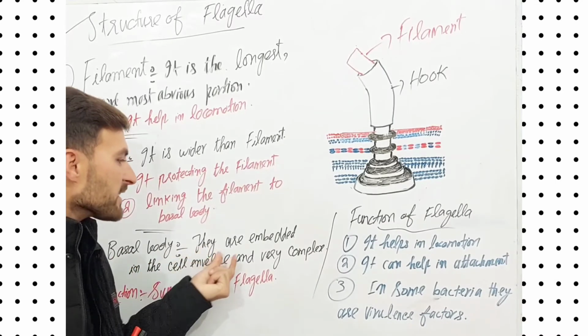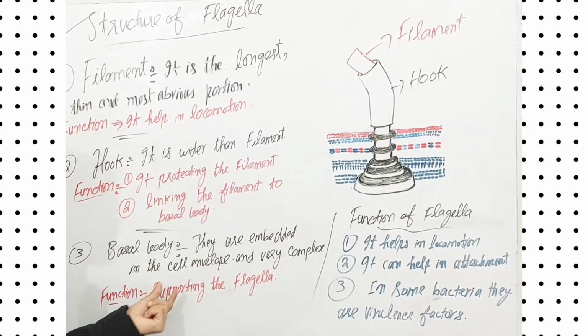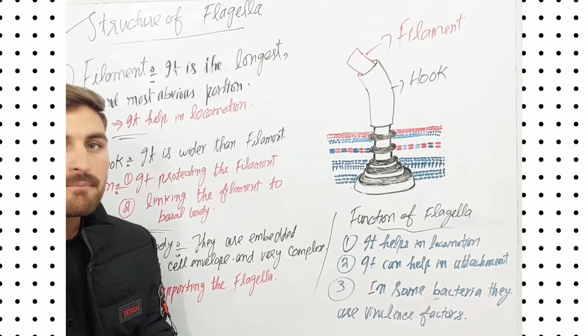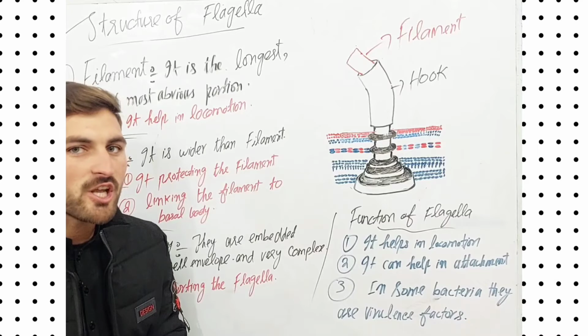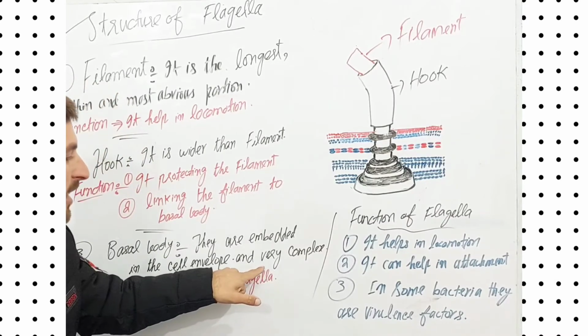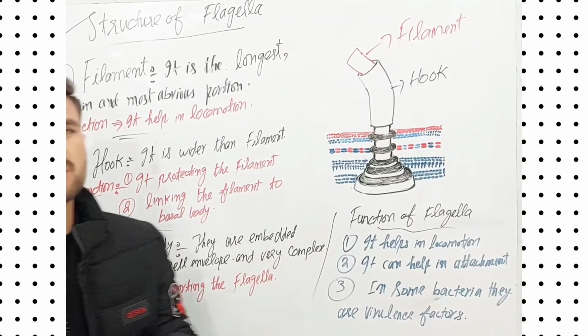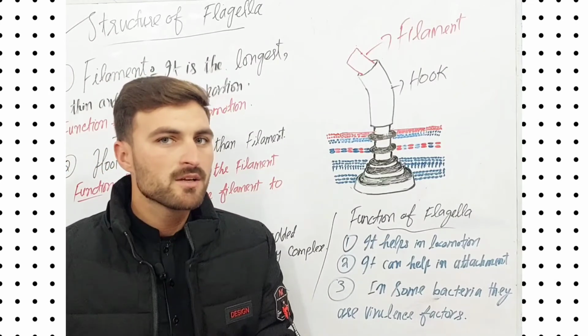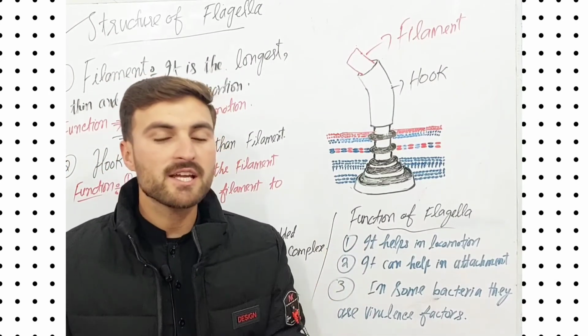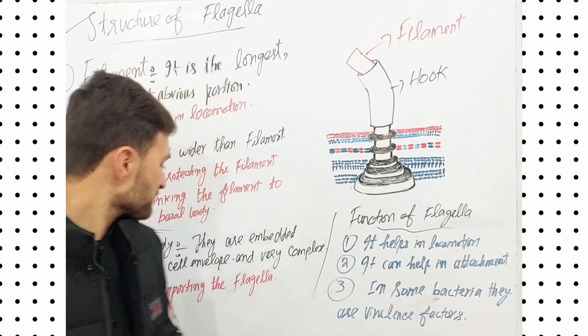We can say they are embedded in the cell envelope. They are there in the cell envelope and are very complex. Their structure is very complex. Now we will show it. You will see it is really a very complex structure.